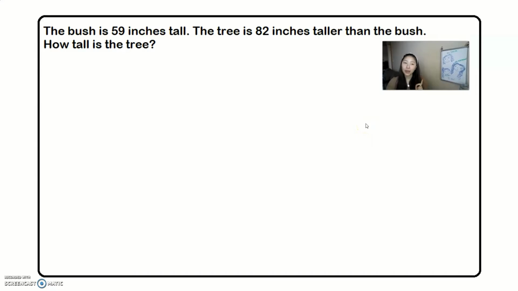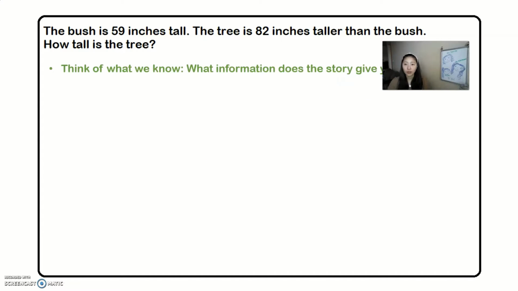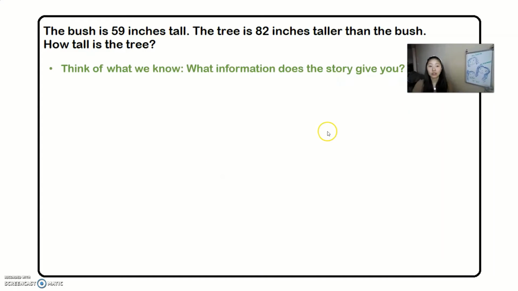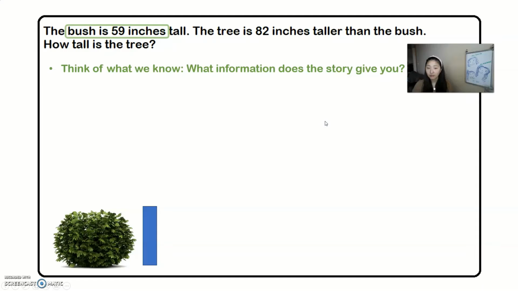So, before we hop in, I'm going to go through those major points and give you some direction before you head off. So, what is the information the story is telling us? It tells us that the bush is 59 inches tall, and the tree, so I have that bush right there. I keep forgetting that I actually put in little drawings on the bottom. So I have that bush there. I have my bar to show you how tall that is. And obviously I put a bracket, and it's 59 for the bush.